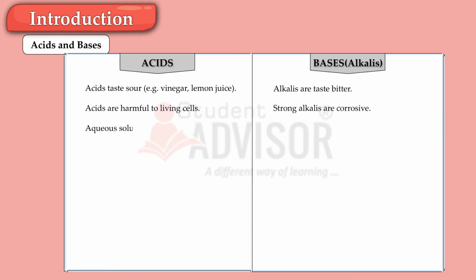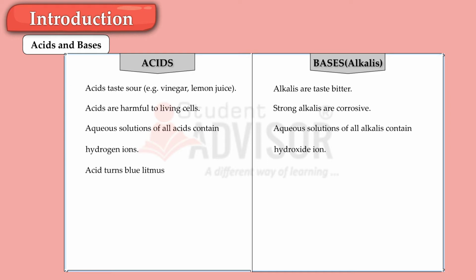Aqueous solutions of all acids contain hydrogen ions. Aqueous solutions of all alkalis contain hydroxide ions. Acid turns blue litmus red. Alkalis turn red litmus blue. Strong acids are corrosive. Alkalis feel soapy to the touch.